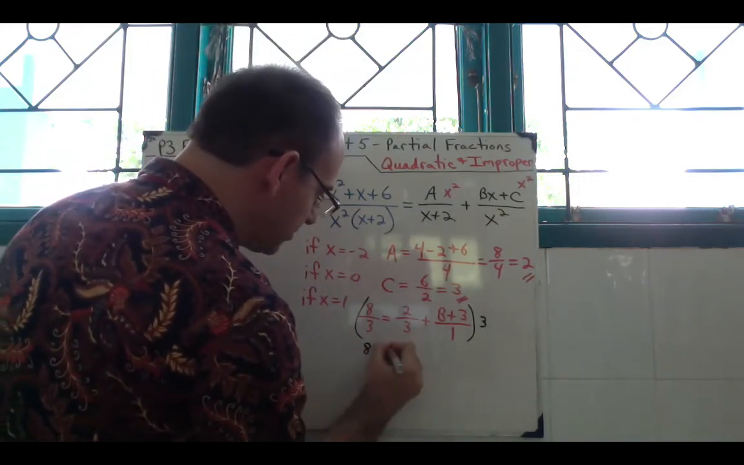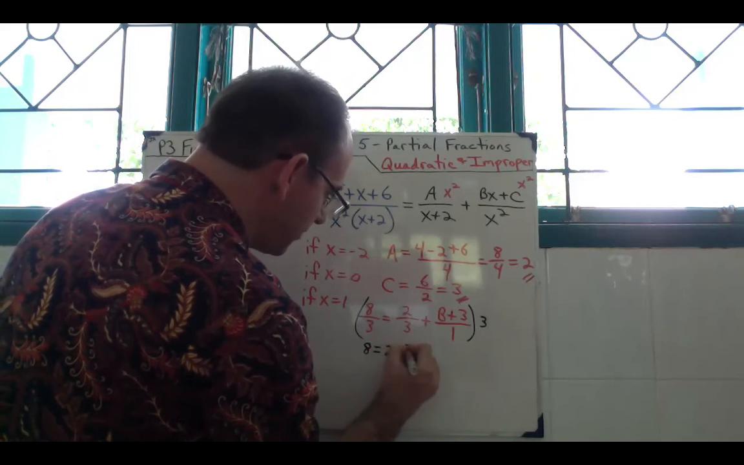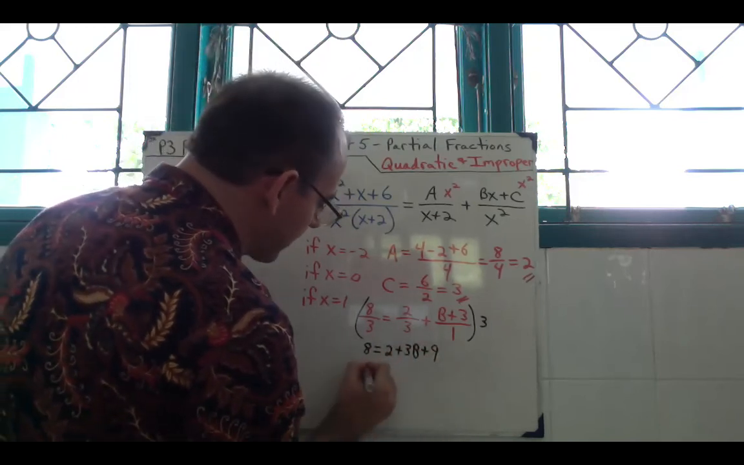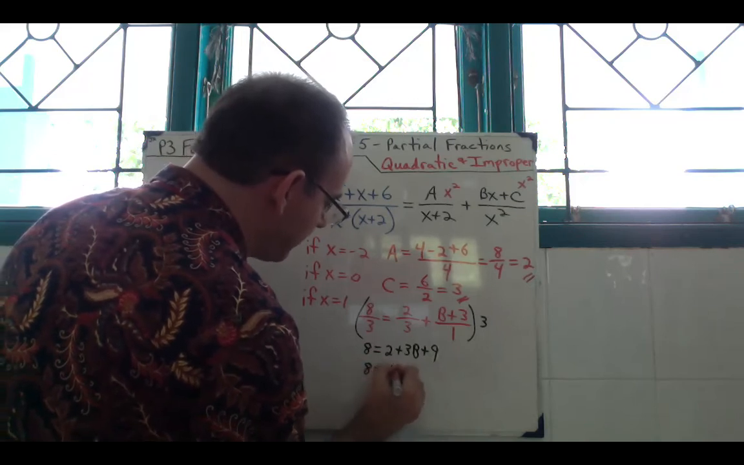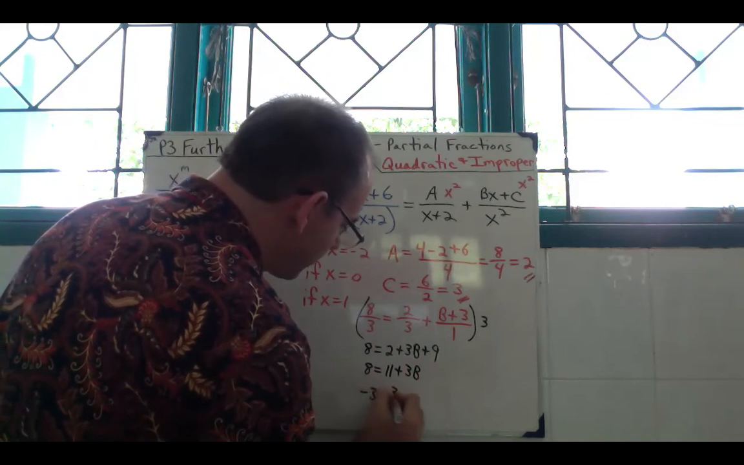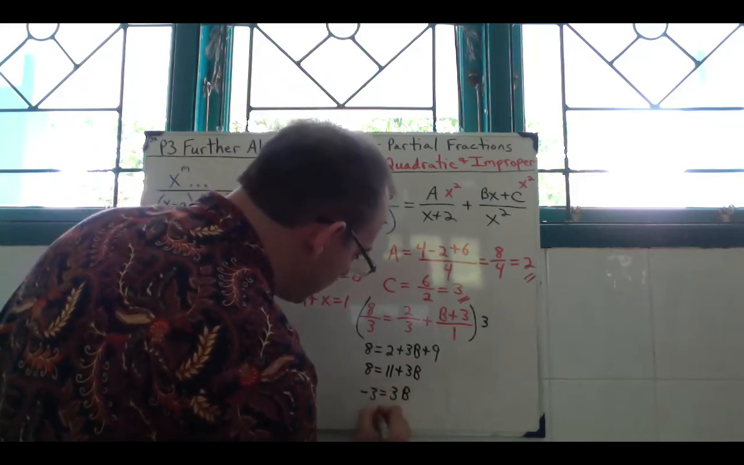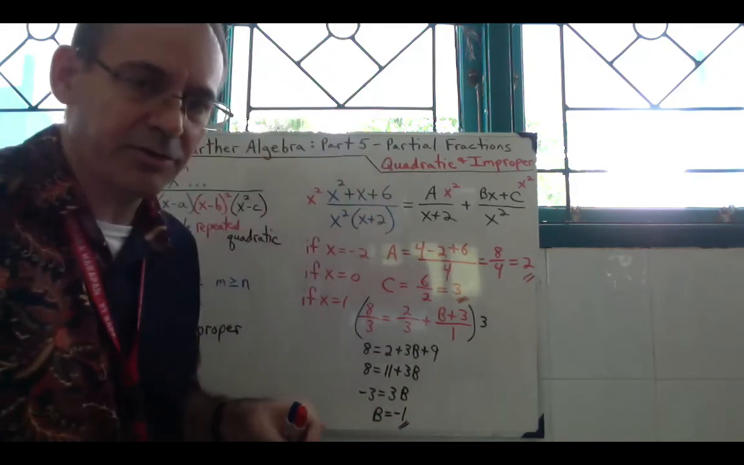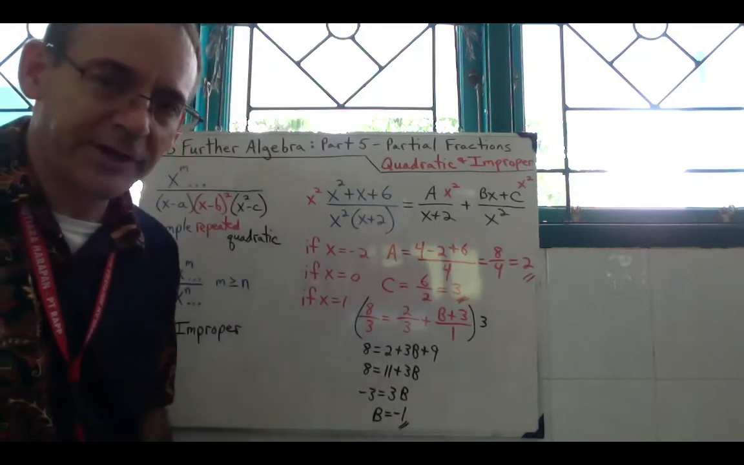8 equals 2 plus 3b plus 9. 8 equals 11 plus 3b. Negative 3 equals 3b. So we end up with b equals negative 1. So there's our 3 variables.